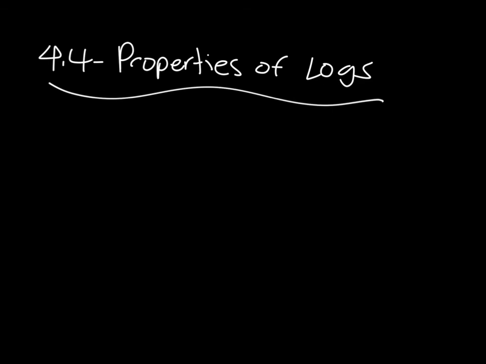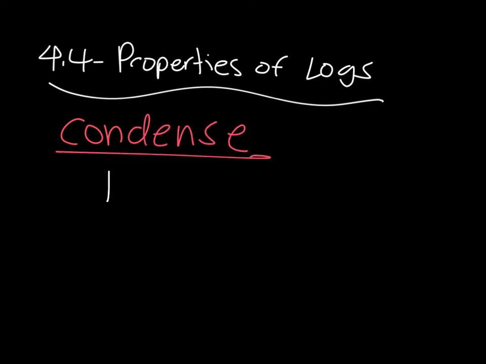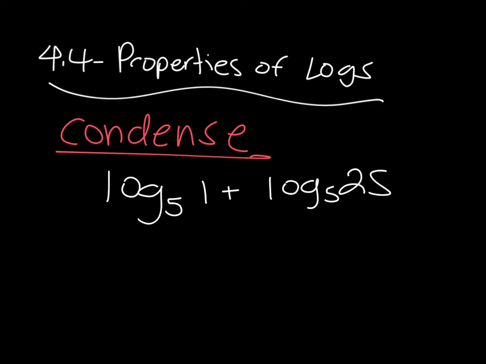All right, so properties of logs. There's two ways: condensing and expanding, right? If I have more than one log and you're putting it into one, that's called condensing. So the first one we're going to do is condensing. For these, if I have log base 5 of 1 plus log base 5 of 25, and I want to write them as one log.